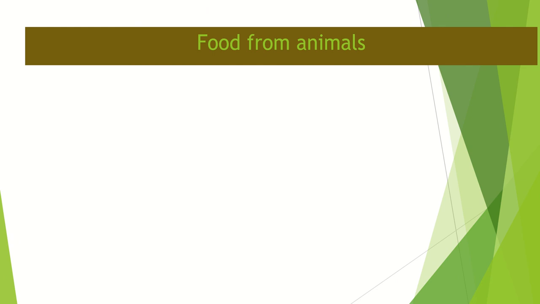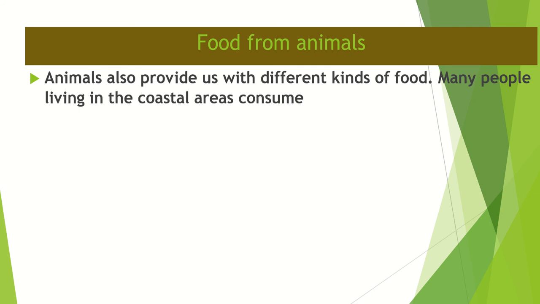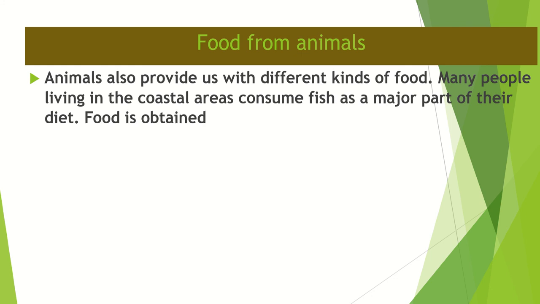Let us talk about food from animals. Animals also provide us with different kinds of food. Many people living in the coastal areas consume fish as a major part of their diet. Food is obtained from plants.